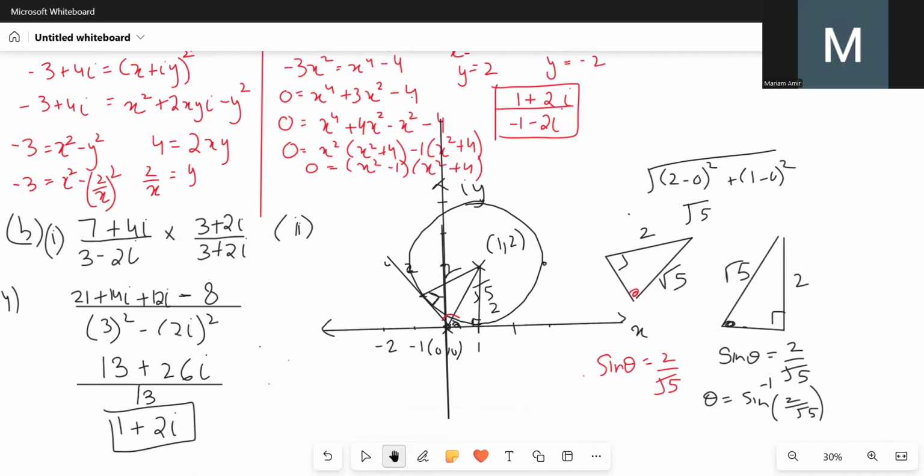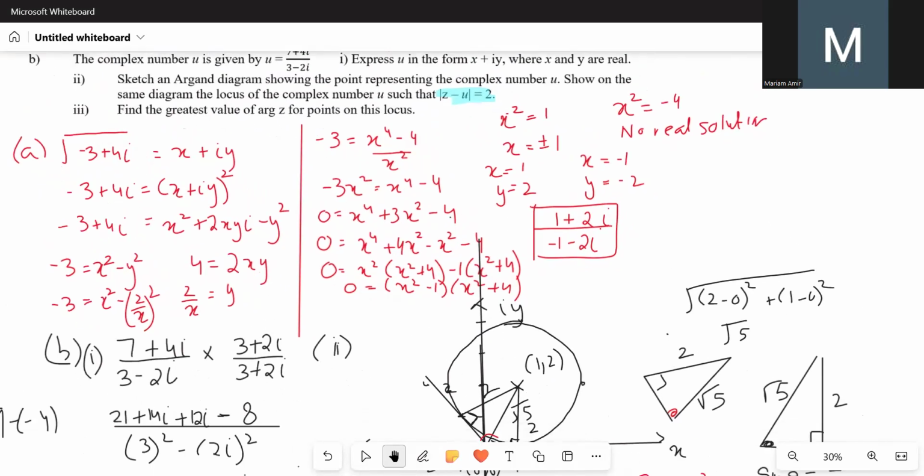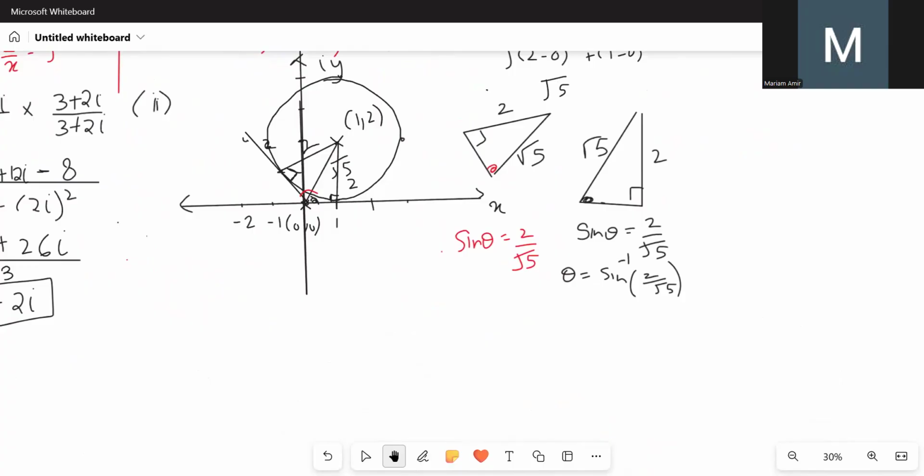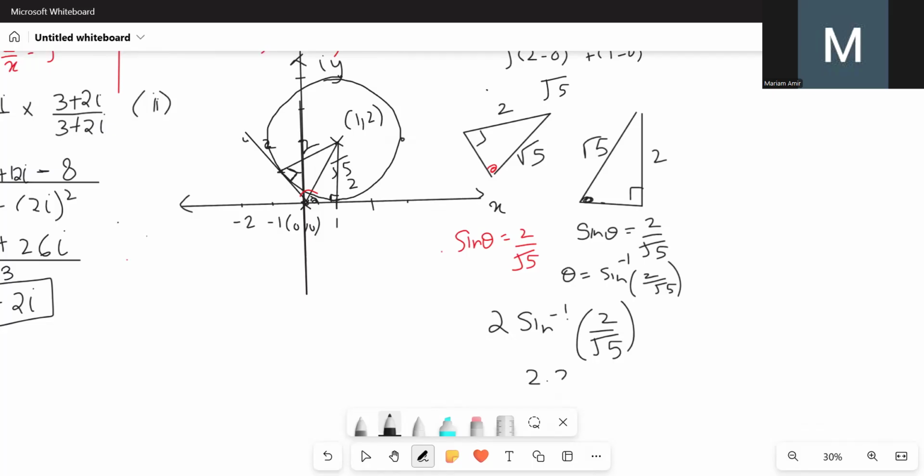Let me see, did they ask for the answer in degrees or radians? No, they did not. So you can give answer in either degrees or radians. So I will be sticking to radians. So we're going to do 2 times sine inverse 2 upon under root 5, because both the triangles give the same angle. So this would be 2.21 something. Let me check, 2.21429, and that is the answer in radians. So we may rewrite it as 2.21. In 3 significant figures, it's just going to be 2.21.